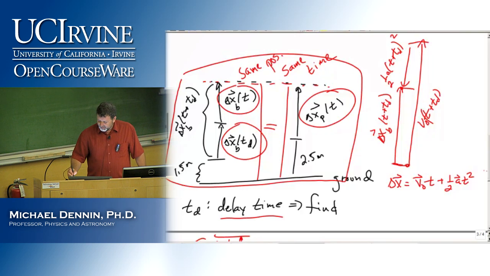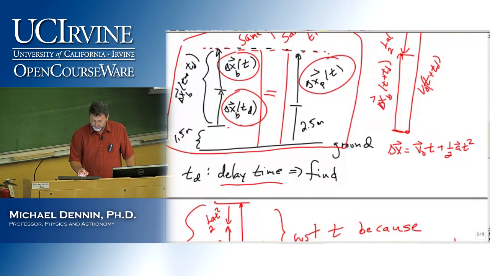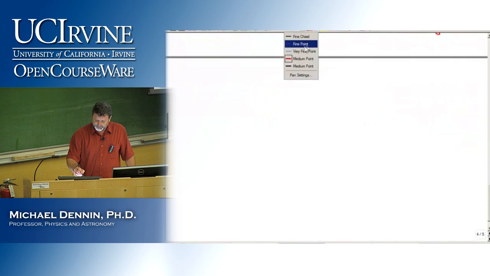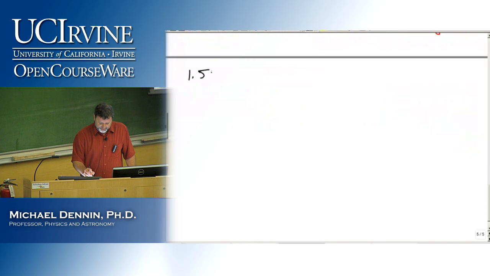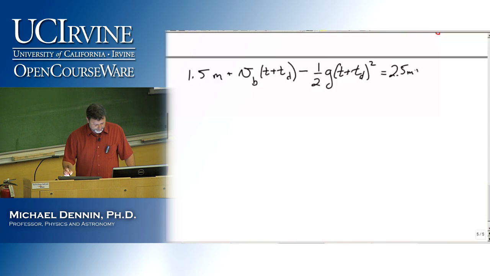So one of the ways I can do this is a number of different equations. Like I said, I could start from this height if I wanted. That would change things a little. But I write down 1.5 meters plus the initial velocity of the ball times t plus td minus my 1/2, and I'm going to call it ag now because it is gravity, t plus td squared equals 2.5 meters plus the velocity of the player times t minus 1/2 gt squared.